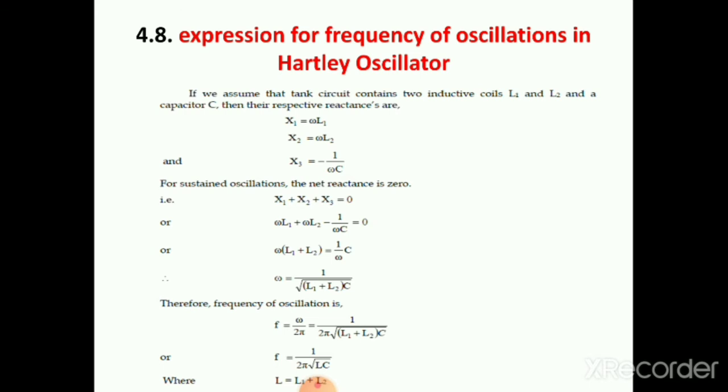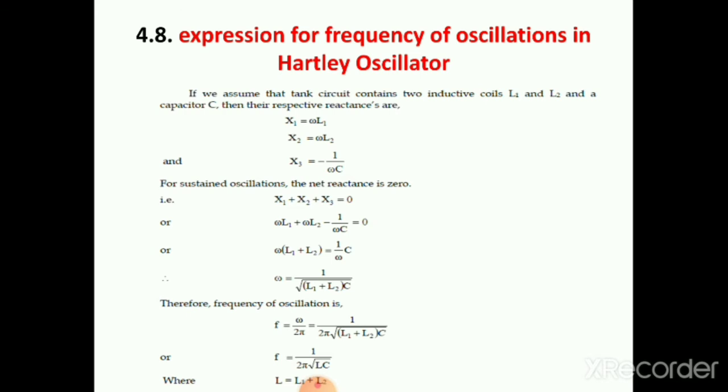For sustained oscillations, the net reactance is 0. X1 plus X2 plus X3 is equal to 0. So omega L1 plus omega L2 minus 1 by omega C is equal to 0. Taking omega common from L1 and L2, we are left with omega times L1 plus L2 is equal to 1 by omega C. If we bring omega to the left side, then omega square is equal to 1 by L1 plus L2 into C.